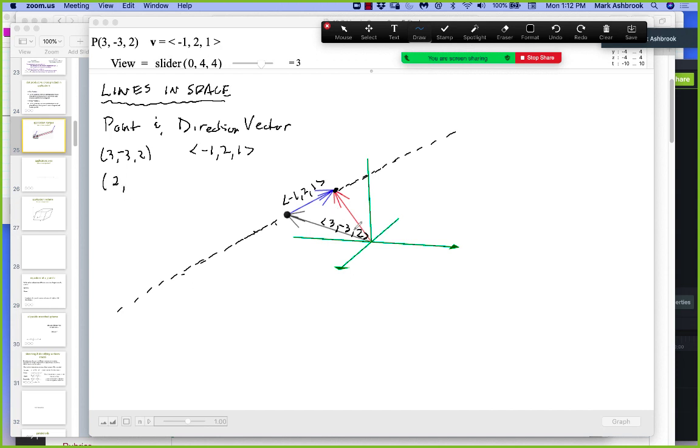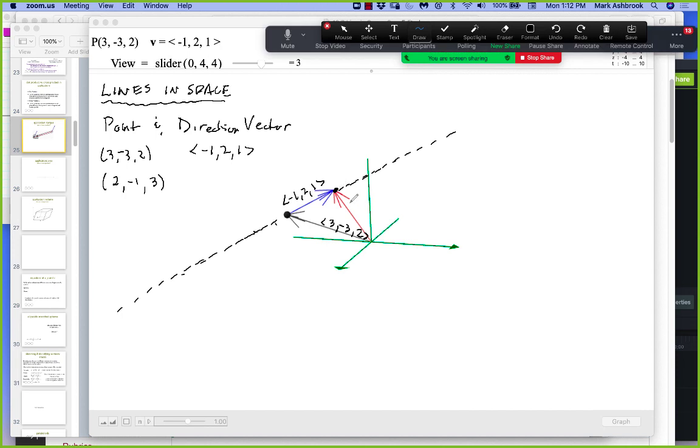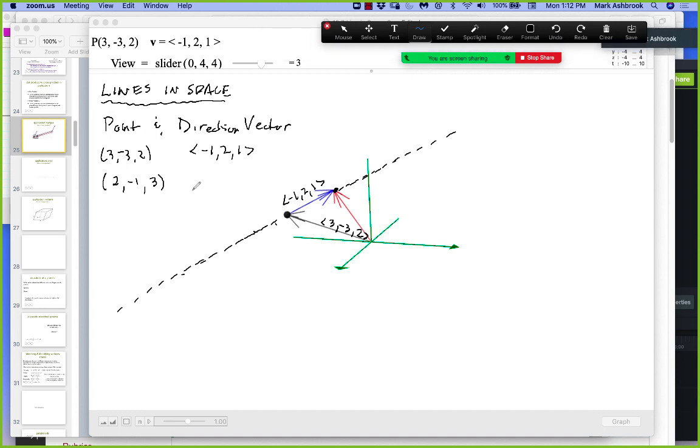So the new point is, check my math, 2, -1, 3. Did I do the math right? Yeah, so now this red vector is the vector 2, -1, 3, pointing at that point, and that's a new point on the line.